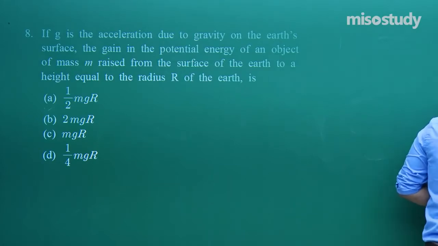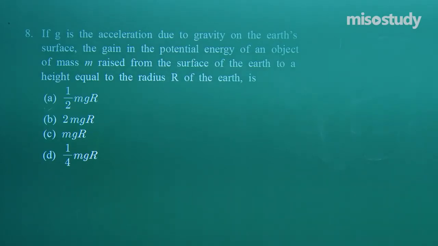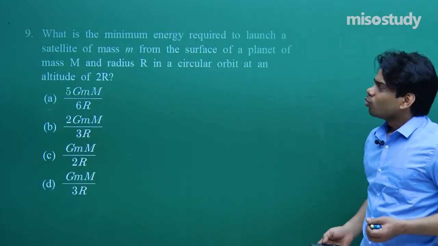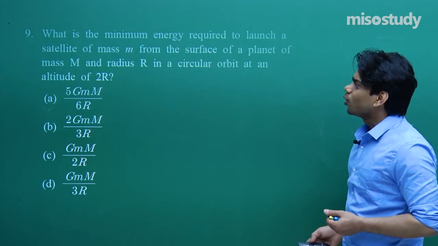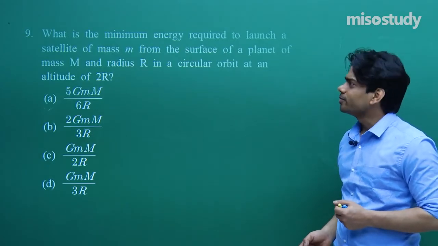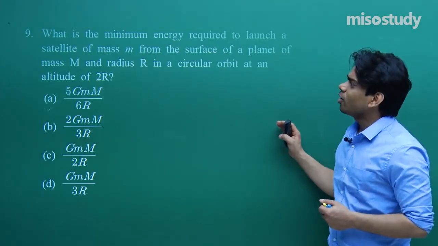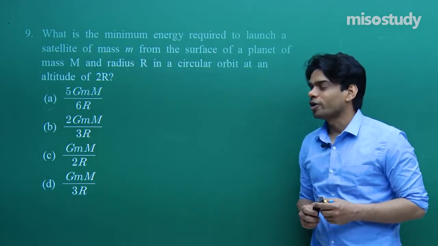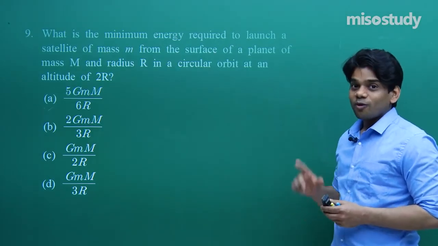The next question of the day. Let's do the next question. Question number 9. What is the minimum energy required to launch a satellite of mass small m from the surface of a planet of mass capital M and radius R in a circular orbit at an altitude of 2R?